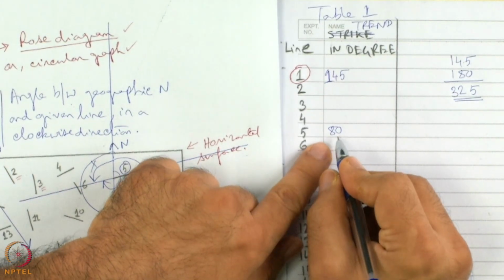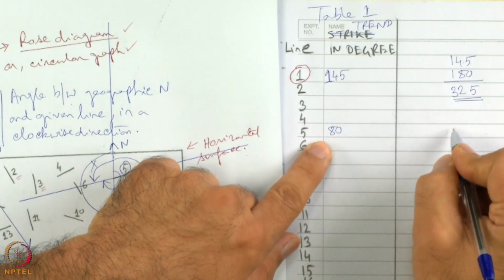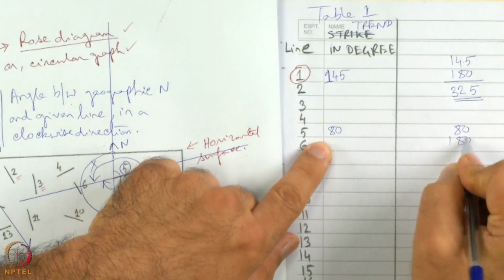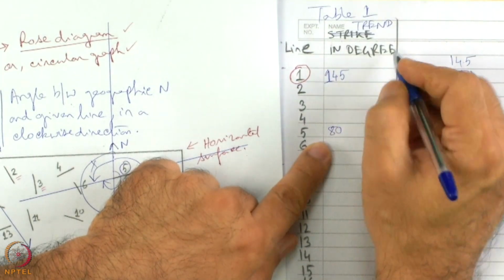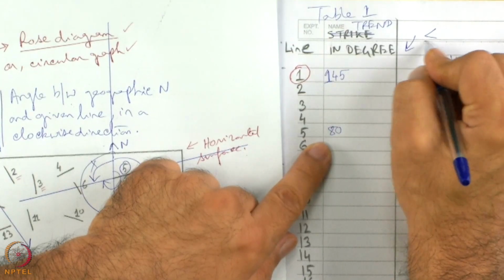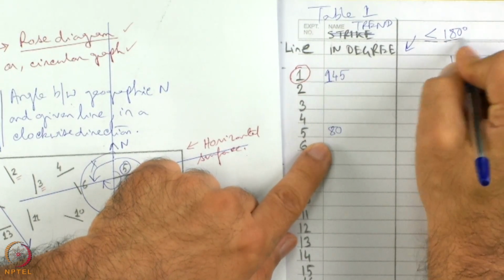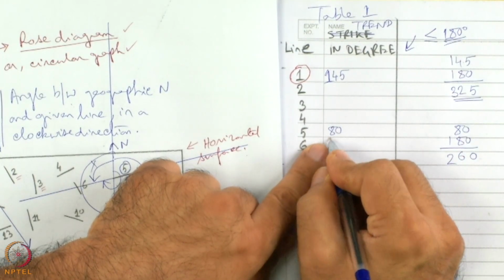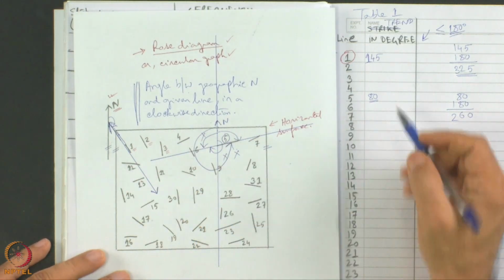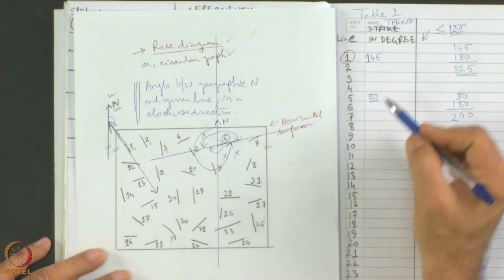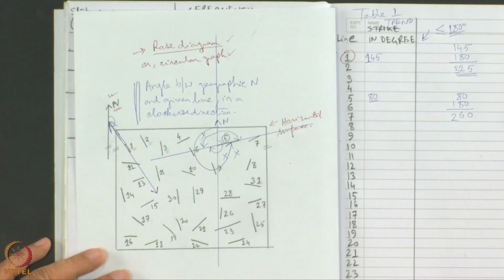If 80 is one geographic direction of the line, the other direction is 80 plus 180 degrees, equal to 260 degrees. But as I said, here I will be writing values which are either 180 degrees or less. So I have entered only 80 degrees. In this way all these lines 1 to 31 are to be measured accurately and written down in the table.